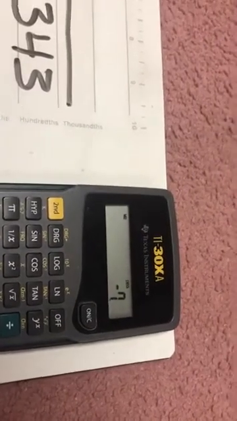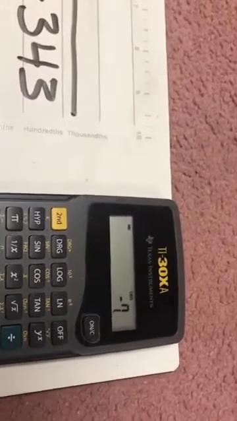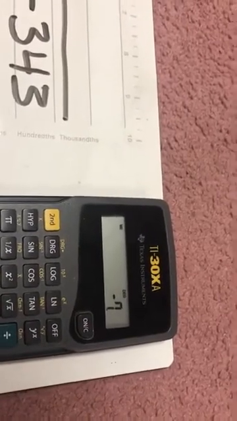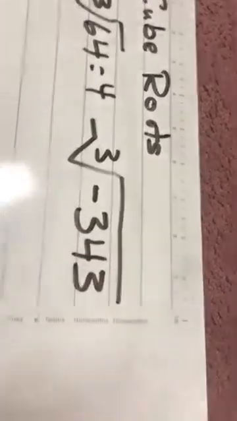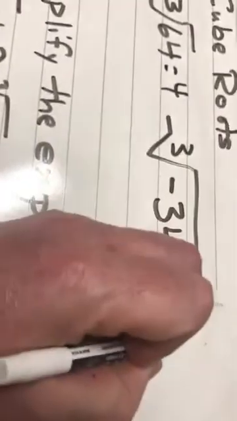Sure enough, negative 7 times negative 7 is a positive 49. Positive 49 times negative 7 equals negative 343. So the cube root of negative 343 is negative 7. It's not hard.